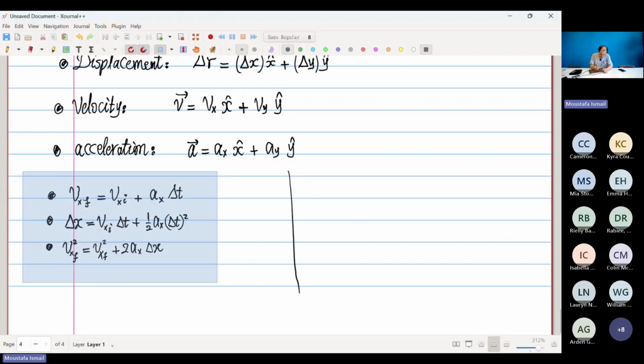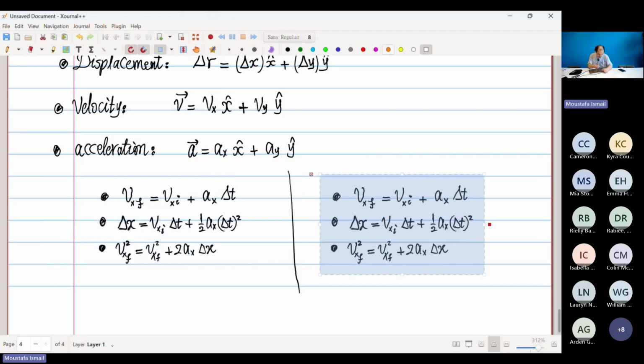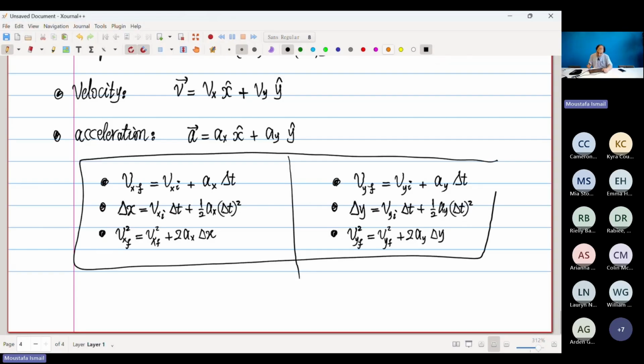But then you have another set of equations in the other direction, with subscripts y. So these are the kinematics equations in two dimensions. It's just two copies of one-dimensional kinematics.